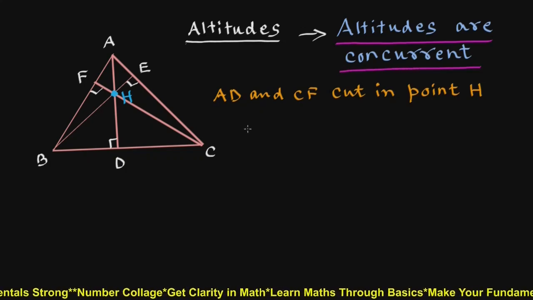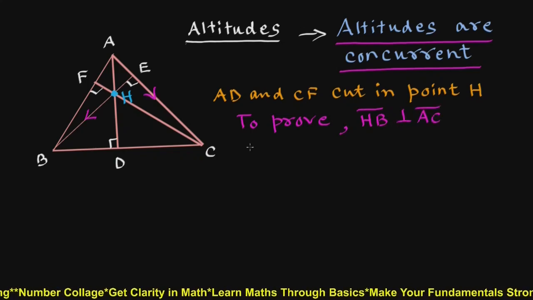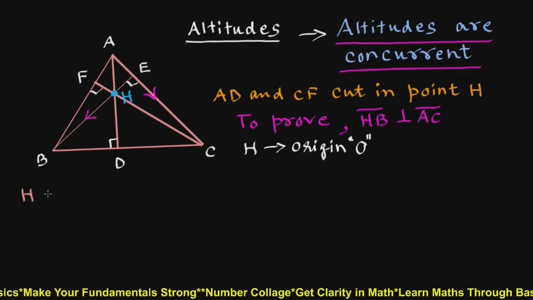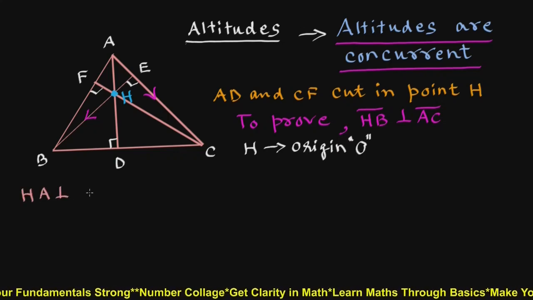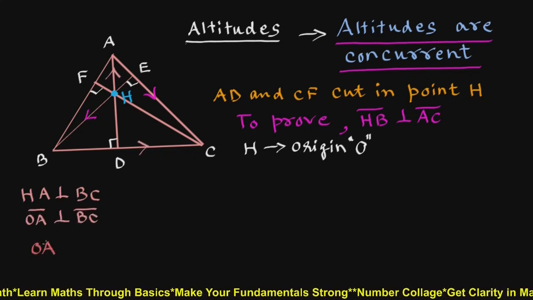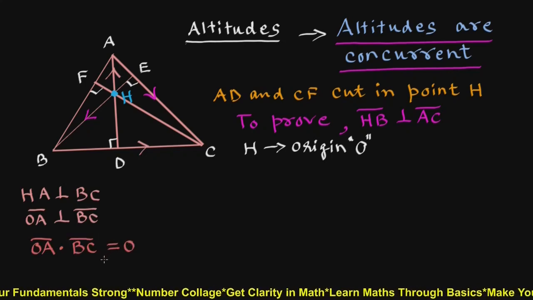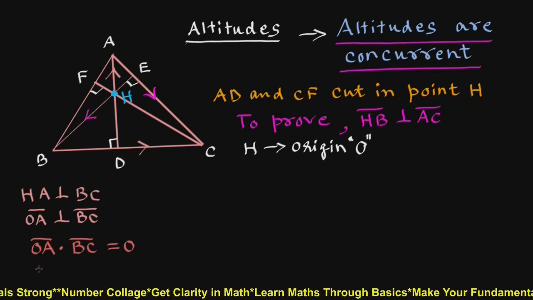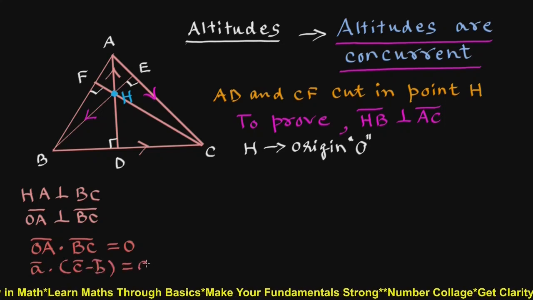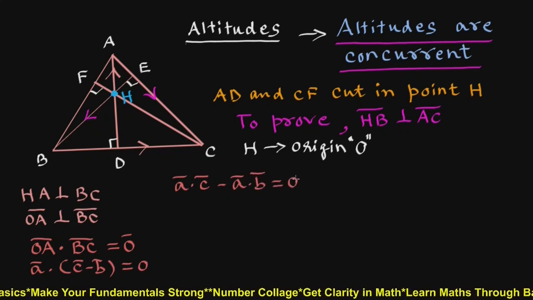it is enough to prove that vector HB bar is perpendicular to AC bar. For convenience, we will choose point H to be origin O. And now HA is perpendicular to BC means OA bar is perpendicular to BC bar. OA bar dot BC bar, that is the dot product of OA bar and BC bar, is 0 because they are perpendicular vectors. OA bar is A bar, dot BC bar will be C bar minus B bar, equals 0, which is A bar dot C bar minus A bar dot B bar equals 0.